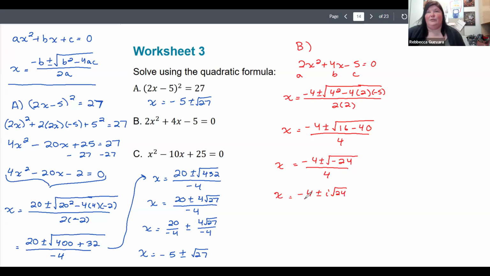We just need to simplify the 24, which we can break down into 4 and 6. We're going to have 2i square root of 6 divided by 4. And everything here is divisible by 2. So x is just going to be minus 2 plus or minus i square root of 6, divided by 2.